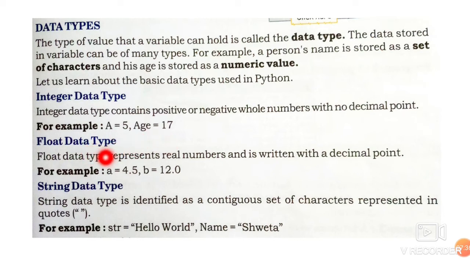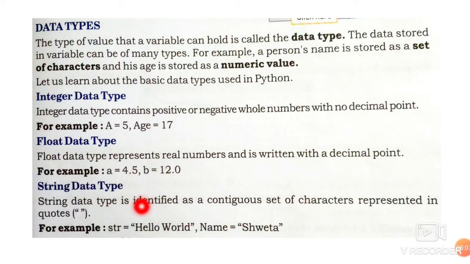Next, the float data type. Floating means what? A number that contains a decimal point is called the float data type. Float data type represents real numbers and is written with a decimal point. In the integer data type there are no decimal points, but in the floating data type there is a decimal point. Like here, a equals 4.5, b equals 12.0. So this is the floating data type.